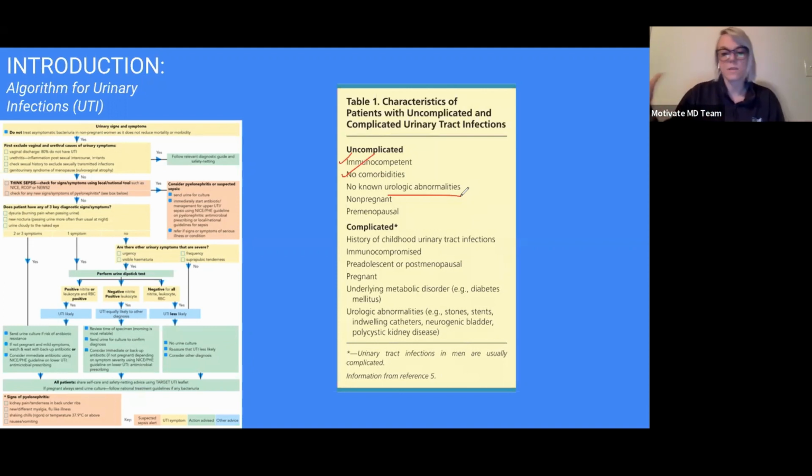They have diabetes, which makes it complicated because they don't heal as well. They have chronic inflammation, metabolic syndrome. And then obviously those urologic abnormalities are here too. So if they have a stent, a history of nephrolithiasis, or an indwelling catheter, those are all risk factors that make an infection complicated.